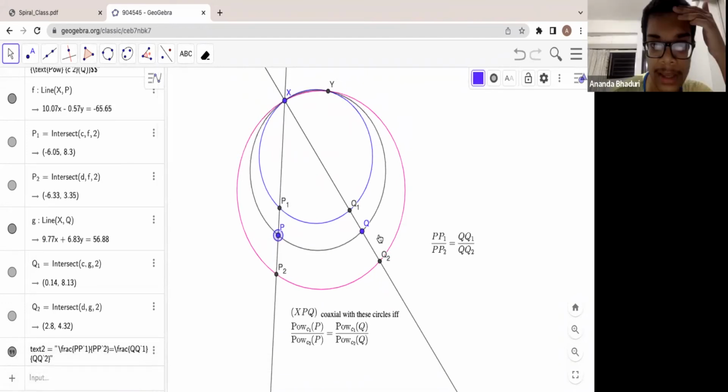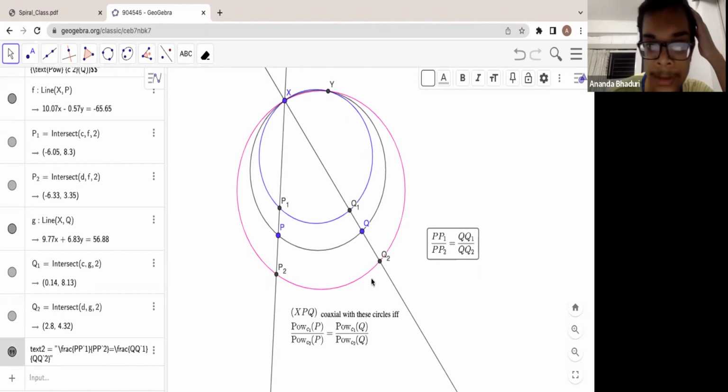So if you vary P, say, ideally we should have fixed P1 and Q1. But say you fix P1, Q1, P2, Q2, and you move P and Q such that this holds.